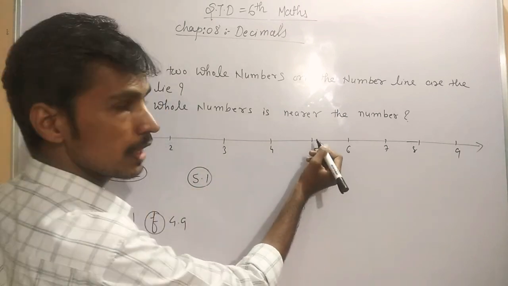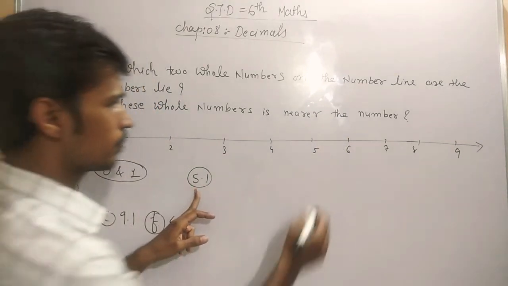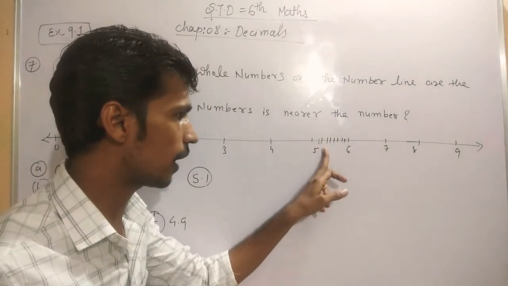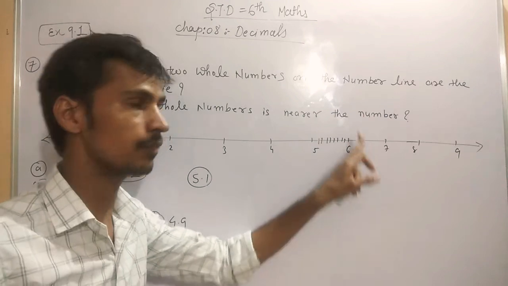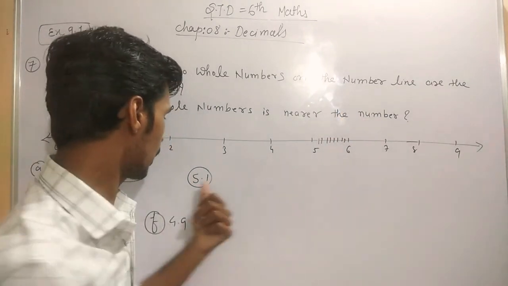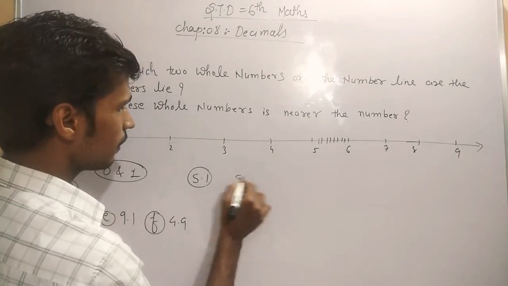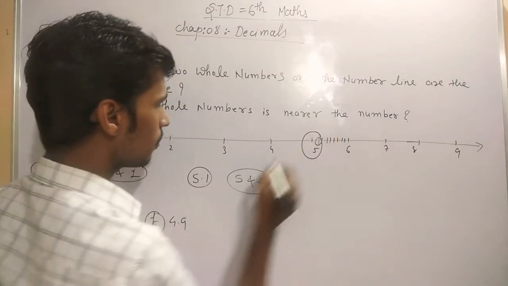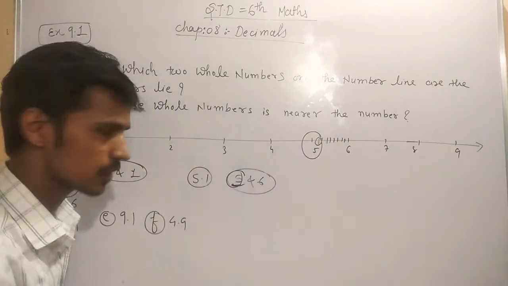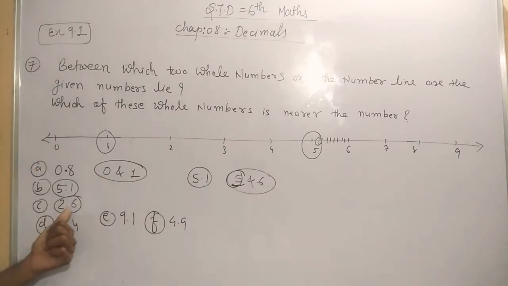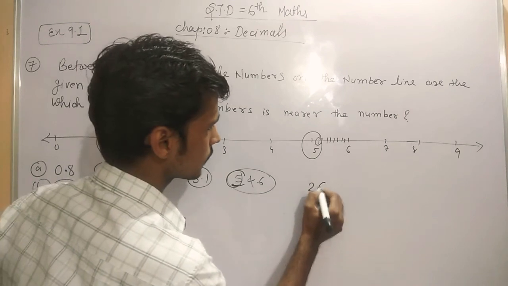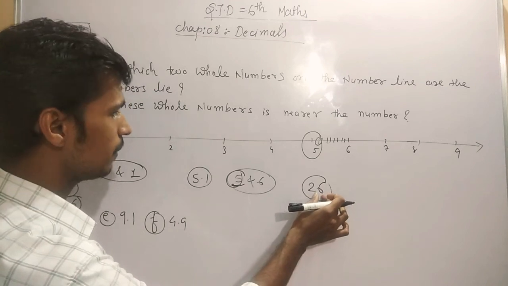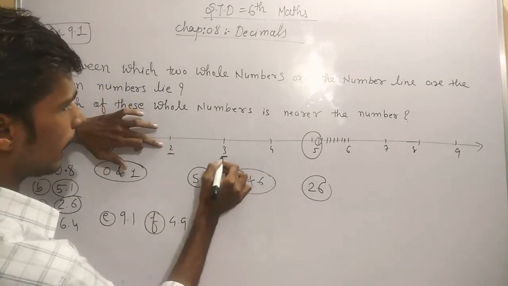Where is 5? 5 is here. 5 and 6. Students, how do we know the parts in between them? 5.1, 5.2, 5.6, 5.7, 5.8, 5.9, then 6. So 5.1 will lie between 5 and 6, and 5.1 is nearer to 5. See number 2.6. Now students, 2.6, you can see this number lies between 2 and 3.